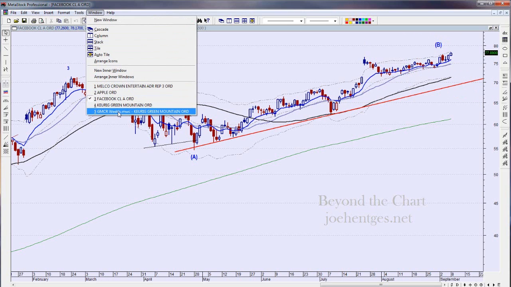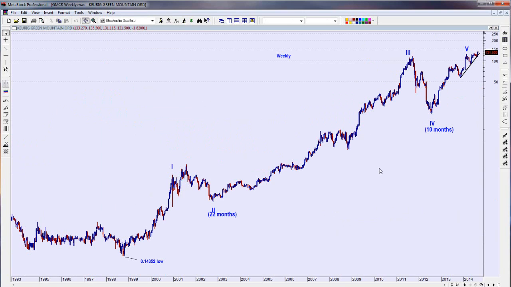Let's take a look at Green Mountain Coffee Roasters. And we're going to look at the weekly chart on this. I haven't looked at this in a while. We had a trade idea on it, and then we got out of it. I think it was sometime in August. So it's been a while.